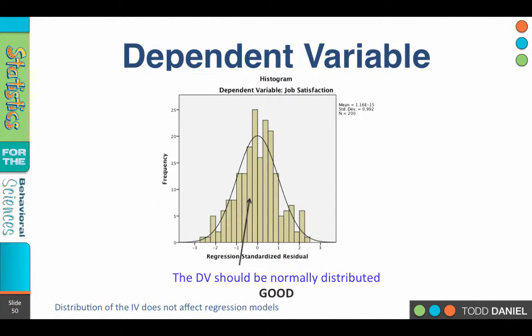One of the assumptions for regression is that the dependent variable is normally distributed. It doesn't really matter what happens with our independent variables, but the dependent variable should be normally distributed. In this case, we see that our histogram pretty nicely matches that normal distribution, so that's good. This is something else that we should always check on when we run our regression equation.